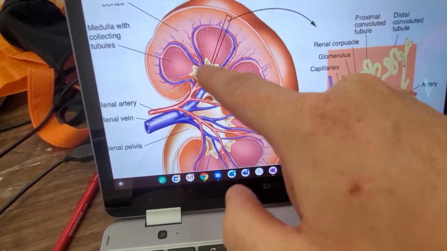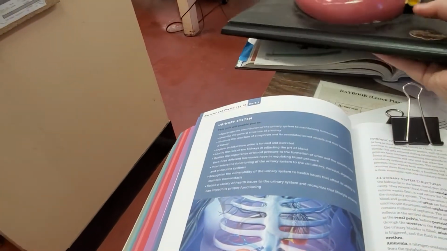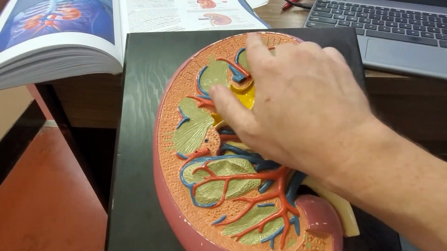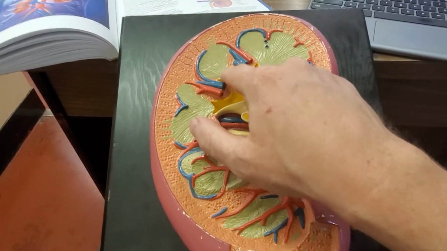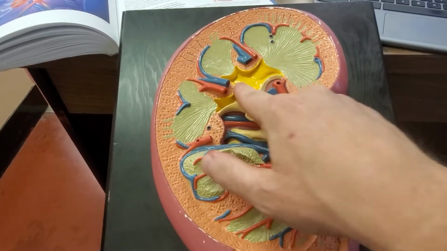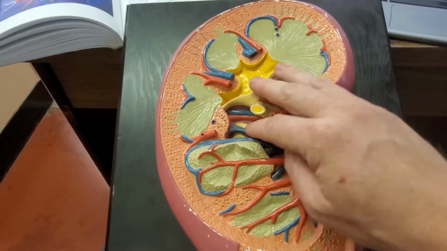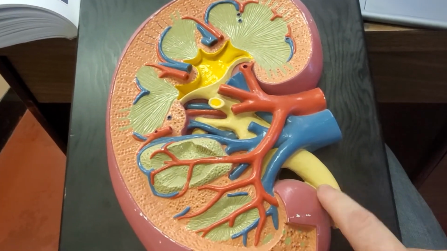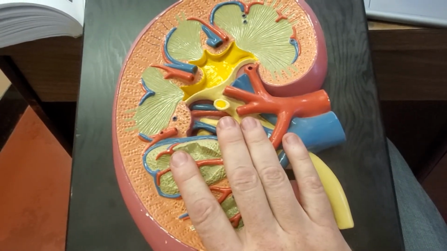This area here is called the renal pelvis. Here, let's see if we can look on the dusty model, which will make me sneeze some more. So that's cortex here. It's full of capillaries. These are the medulla. It's full of tubes. This is where urine is starting to form, and then the urine collects in the renal pelvis, this yellow area. That's where urine collects. And then via peristalsis, it goes down the ureter. There's the ureter. So that's basically the anatomy of a kidney.